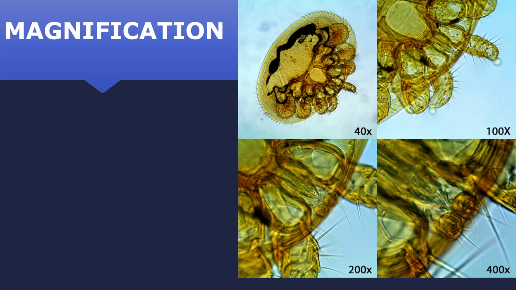Magnification is how many times larger an image appears compared to its actual size. So, for example, a 40x lens makes bacteria look 40 times bigger. Compound microscopes use multiple lenses, and their effects are multiplicative, so a 40x objective lens and a 10x ocular lens would make an object appear 400 times as large.